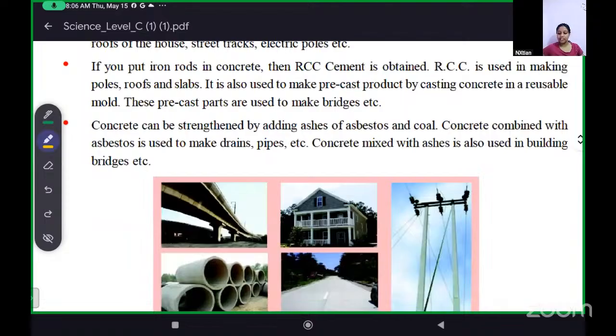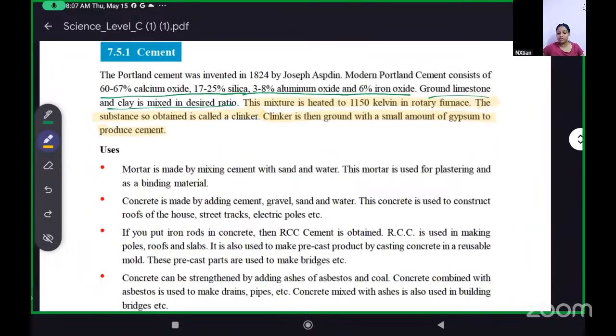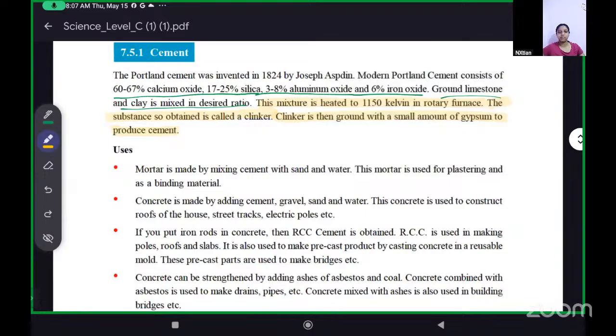Then concrete can be strengthened by adding ashes of asbestos and coal. When you add powders of asbestos and coal to the concrete, it can be strengthened more. When they add ashes, they are adding silica and carbon. Then it is used to make drains and pipes. Concrete mixed with ashes is also used in building bridges and all. Understood the cement, its origin and its uses? Okay.